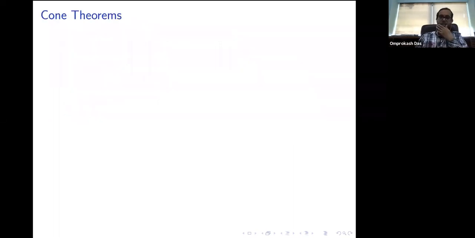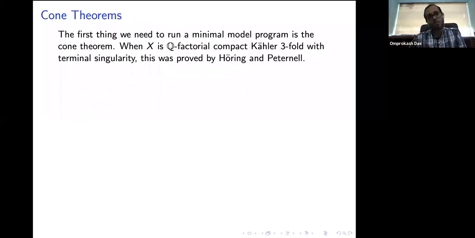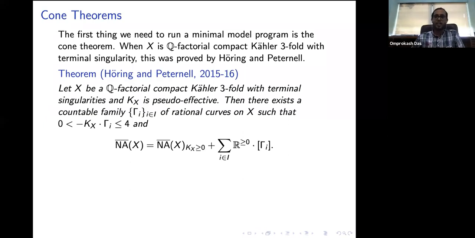Okay. So now the cone theorem. Okay. So if you want to run a minimal model program, the first thing that we need is a cone theorem, to decompose the Mori cone. Here we will decompose the generalized Mori cone. So when X is a compact Kahler threefold with terminal singularity, this was proved by Höring and Peternell, that the generalized Mori cone has exactly the same structure.